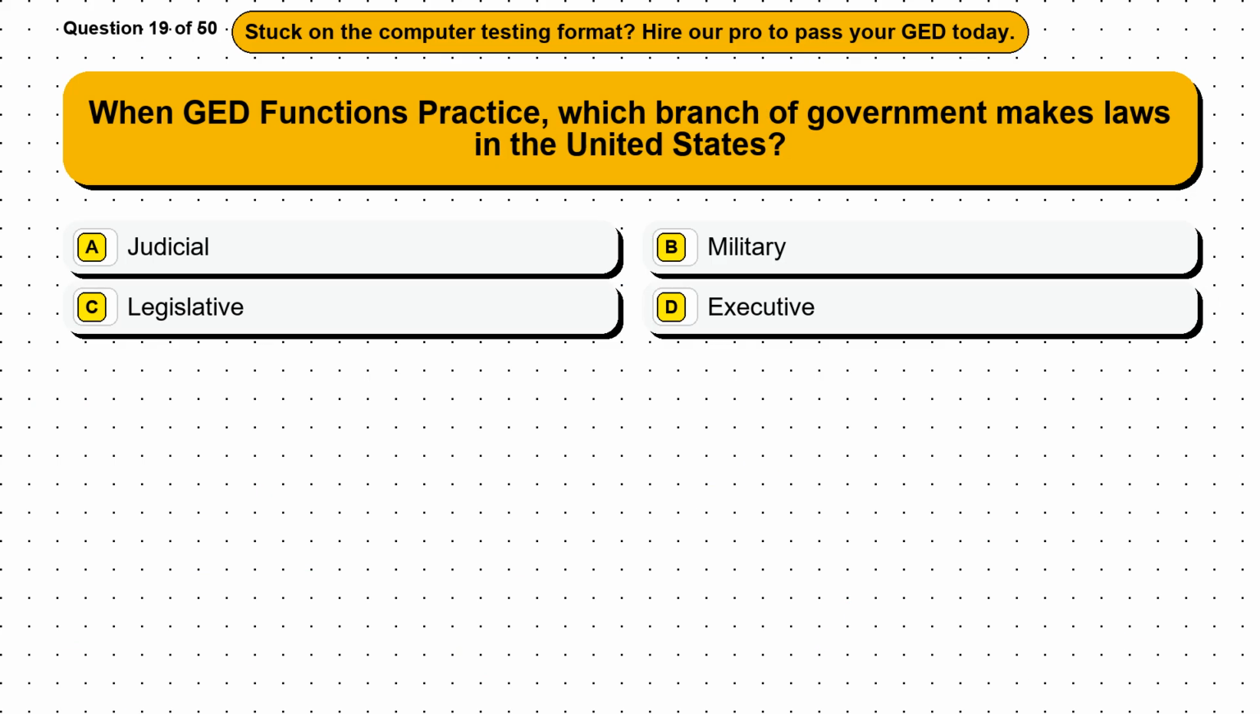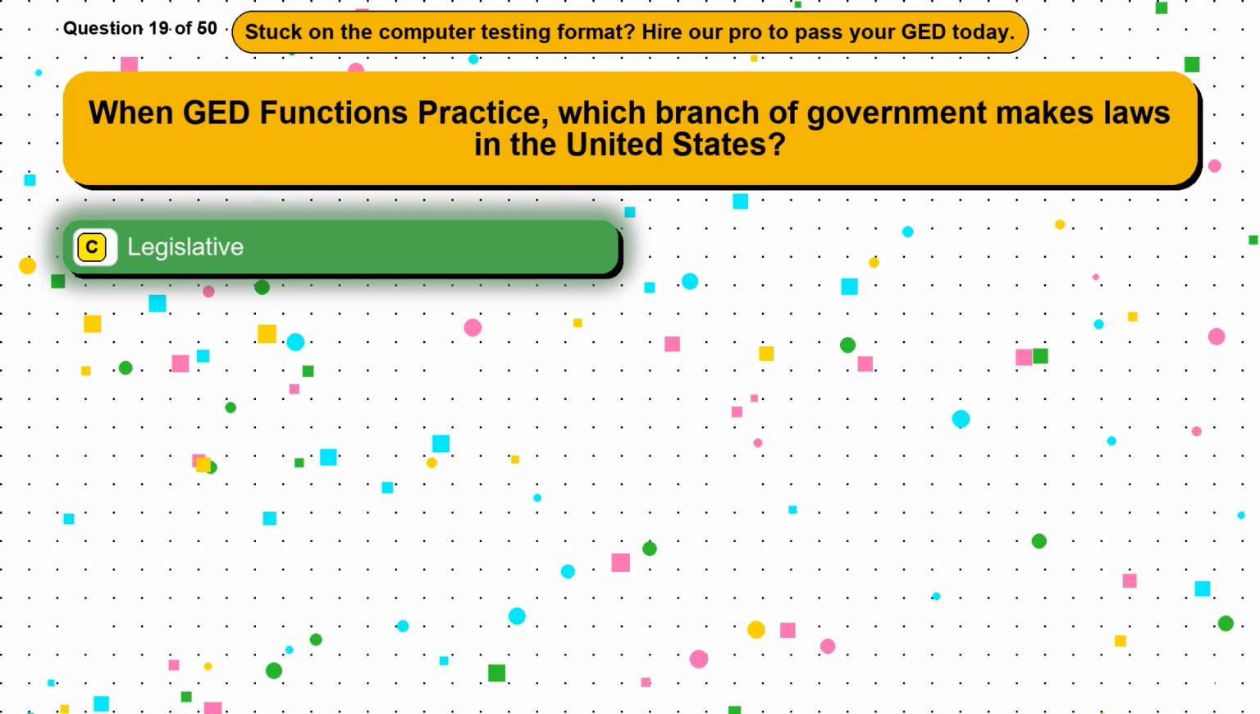Question 19. When GED functions practice, which branch of government makes laws in the United States? Option A, judicial. Option B, military. Option C, legislative. Option D, executive. The correct answer is option C.